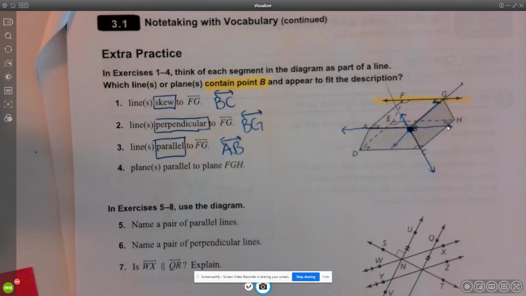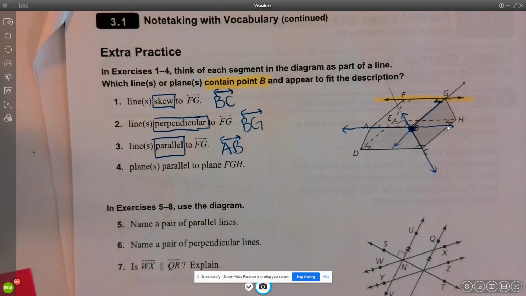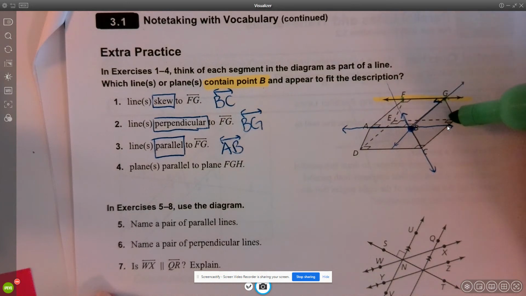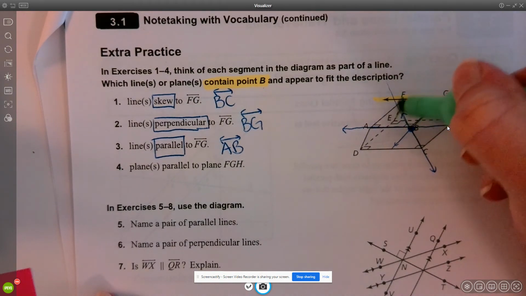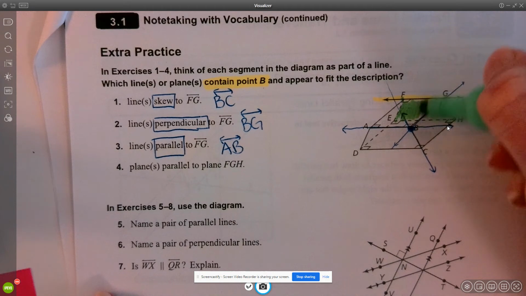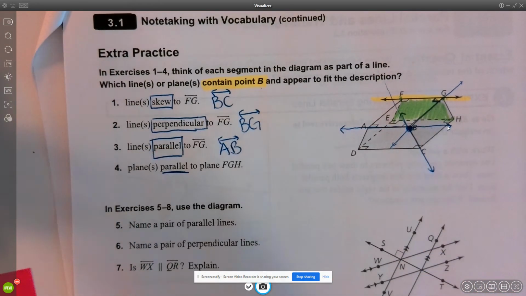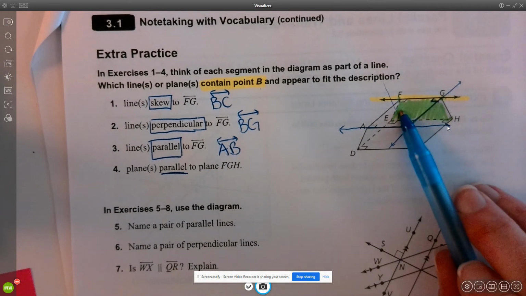And lastly, we need to name a plane that is parallel to plane FGH. So the first thing I'm going to do is find plane FGH. So there's F, G, and H. These are all points on the plane. So that's the back of this shape, the back side. Okay. So I need to name a plane that's parallel. So it's never going to cross, and it's pointing in the same direction as plane FGH.